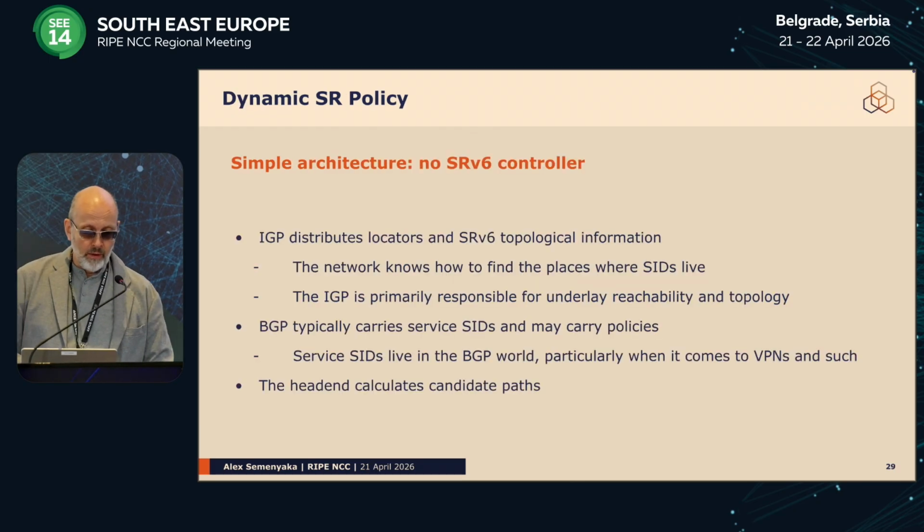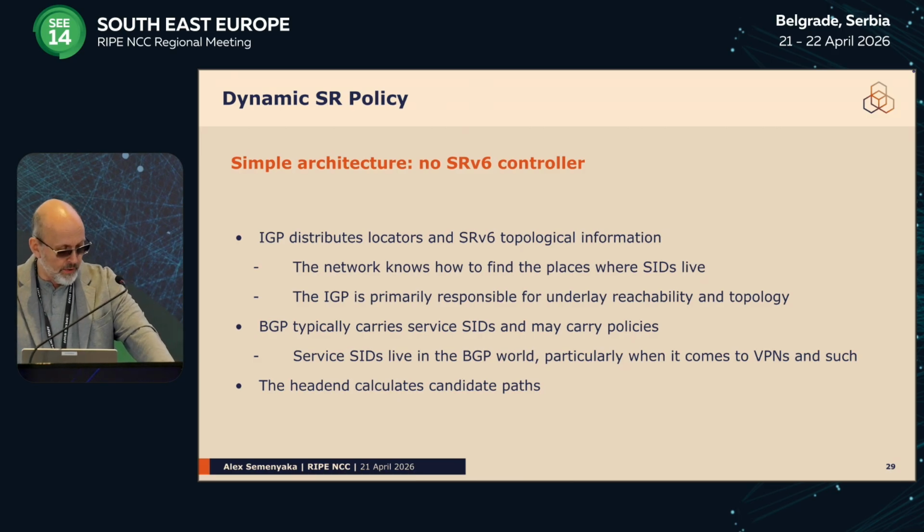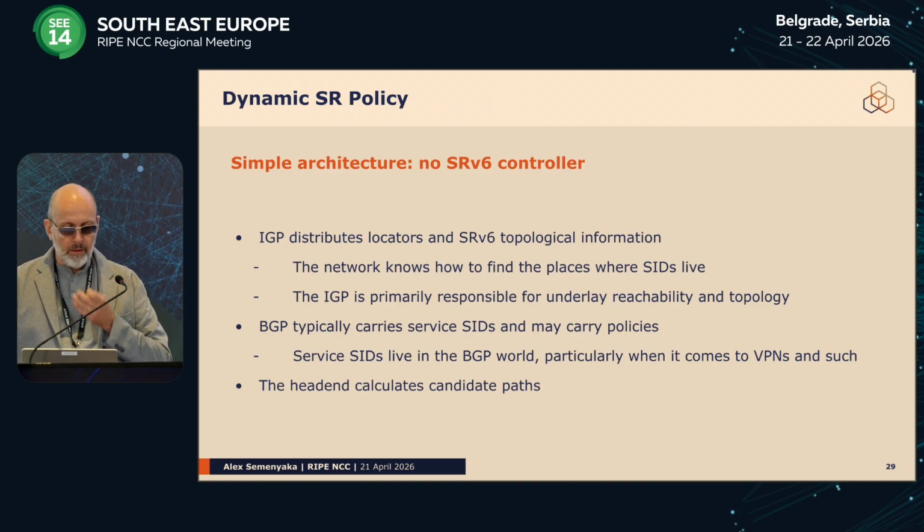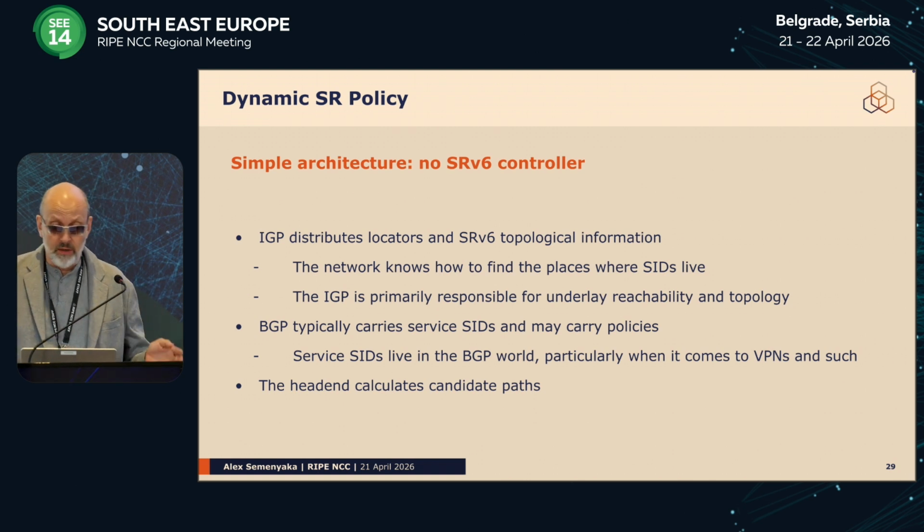So that's clear if we are speaking of the static configuration, but of course we want to use dynamics in our network. We want to react to events we have in our network, what we can do. And here the first approach we can use for modest networks, we can start with a simpler architecture without any controller, using just IGPs. How does it work? IGP distributes locators and topological information as usual.